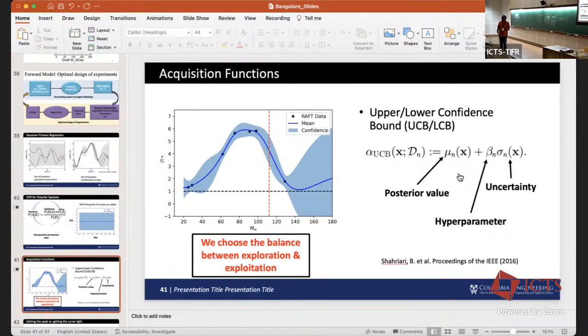So it's a question of what you want. Do you want to describe the maximum properly? Do you want to describe the whole curve properly? That's a choice you make.